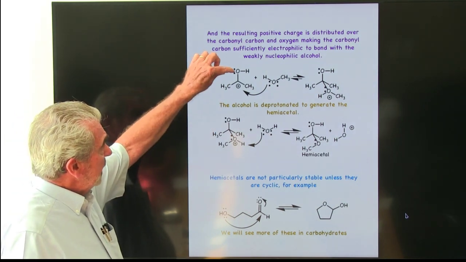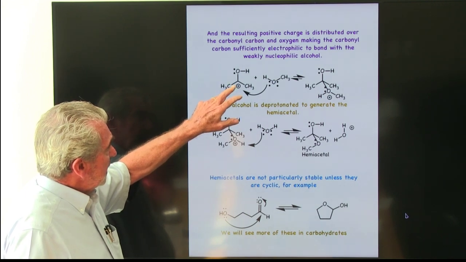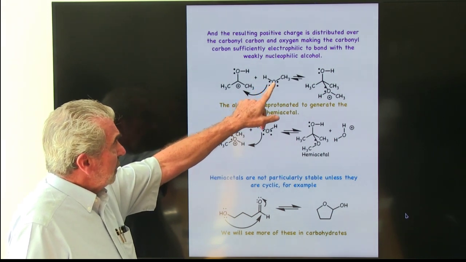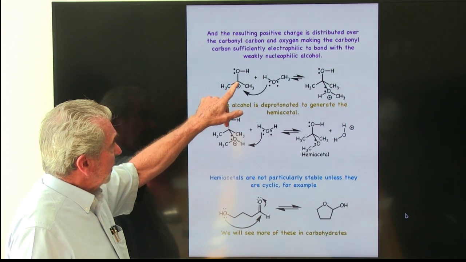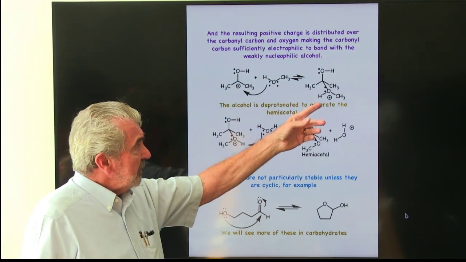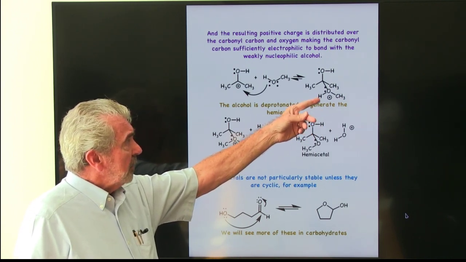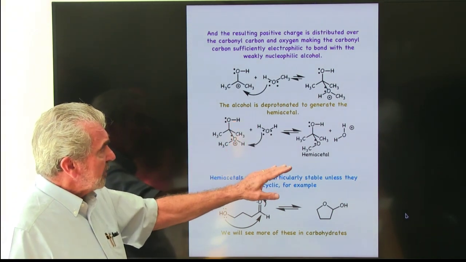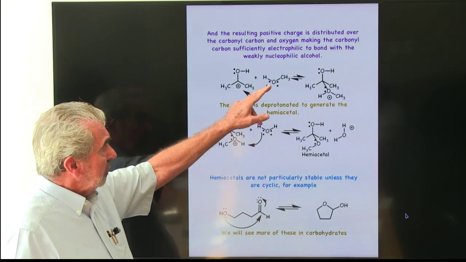All right, so we've got the protonated oxygen. It increases the electrophilicity of the carbonyl carbon, right? Sufficiently for this alcohol to come in and successfully attack this. Okay, so we get this tetrahedral intermediate. Obviously, the next thing we have to do is to get rid of this hydrogen here, so that we have a neutral compound. Okay, so this compound is referred to as a hemiacetal. And what we've done here is we've added one equivalent of the alcohol.